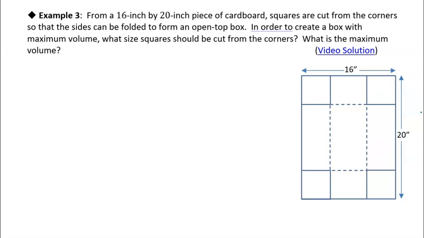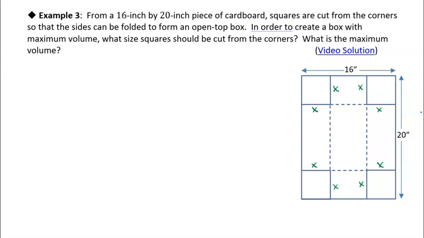Okay. Now, we want to assign some variables, because we're going to write an equation for the volume of this box. These corners are going to be squares, so I'm going to say that these are squares that are x by x. They're all going to be the same size, x by x. So I'm going to call the side lengths of these squares that we're going to cut out x.